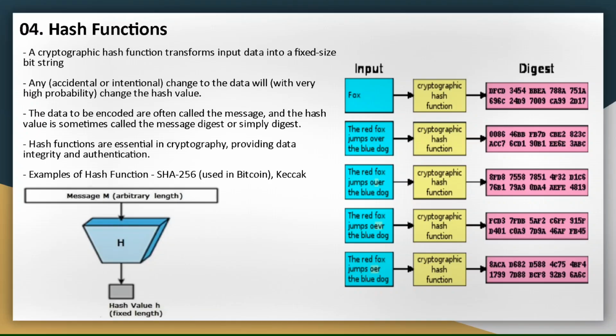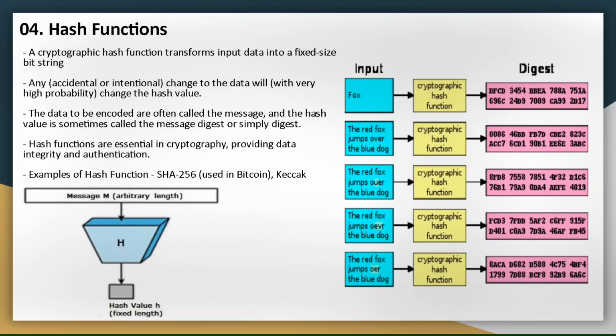Any change to the input data makes a complete change of the hash. Whether that change is accidental or intentional, it doesn't matter. It changes the hash with high probability. The data to be encoded is often called the message, and the hash value is sometimes called the message digest or simply digest. So the output given by a hash function is called a message digest or simply digest.